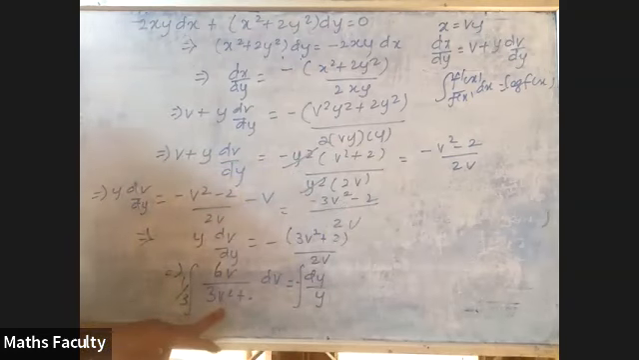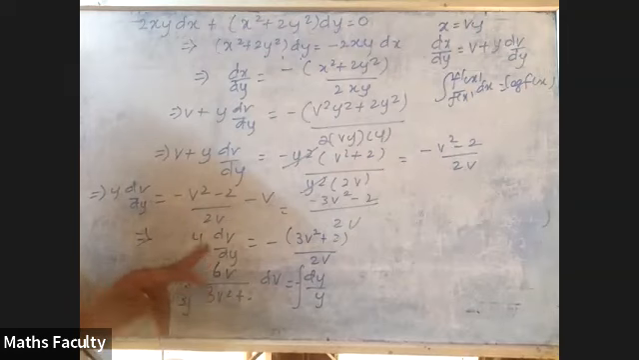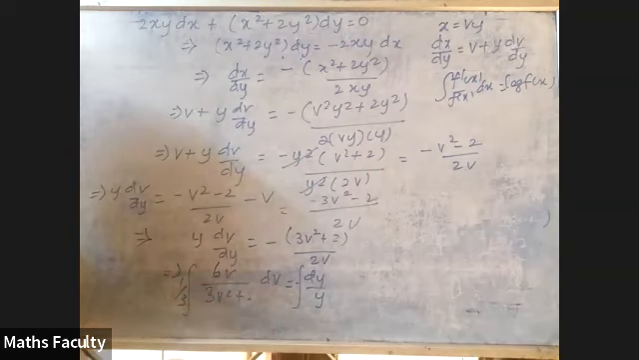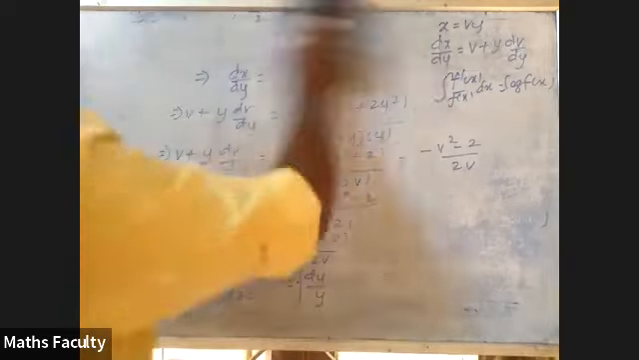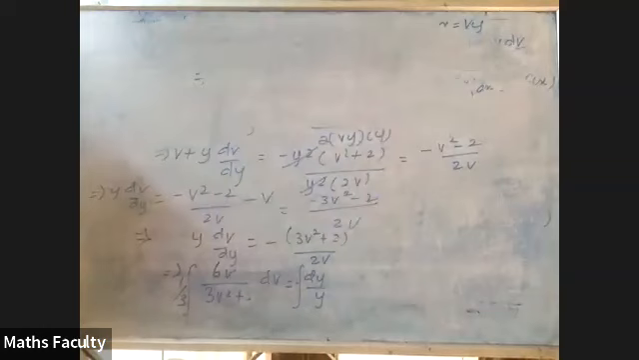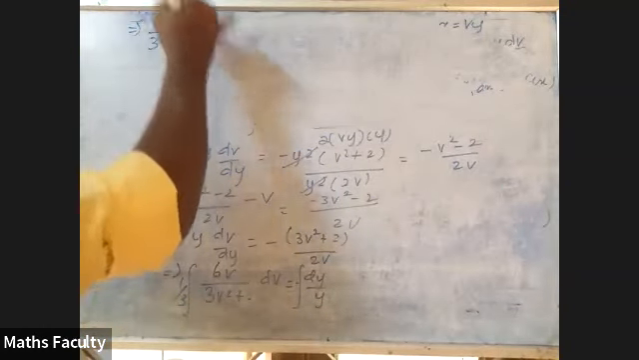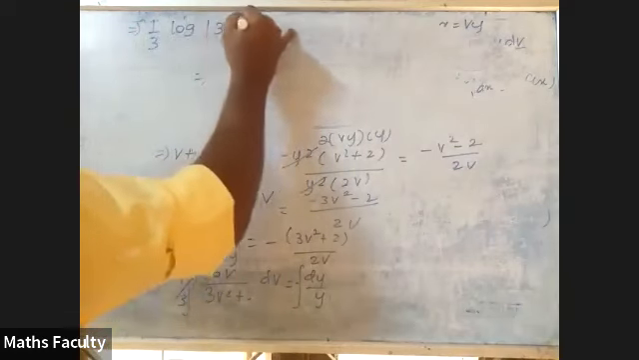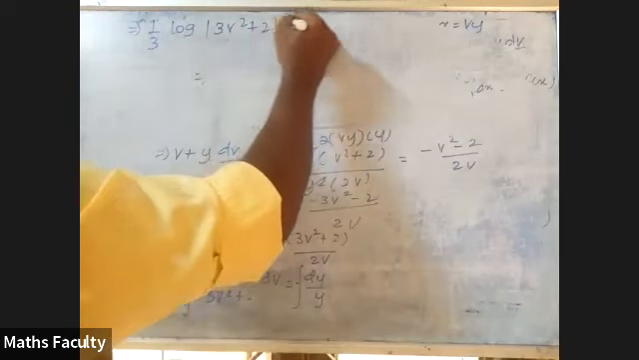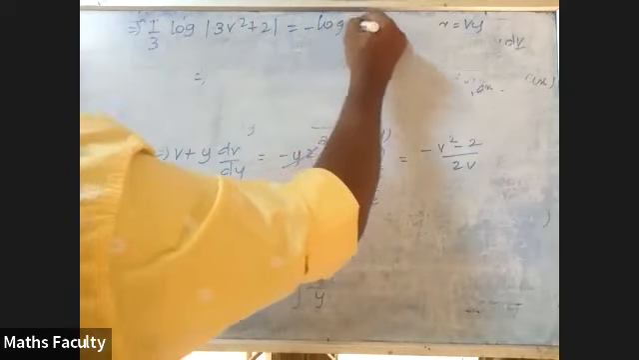Similarly, below we have 3v square plus 2. Differentiating it, we want 6v, but as per the problem we have only 2v. To convert it to 6v we have to multiply by 3, and we divide by 3 as well. So 1 by 3 into 6v divided by 3v square plus 2 into dv, which is equal to 1 by 3 into log of 3v square plus 2, equals minus log y.